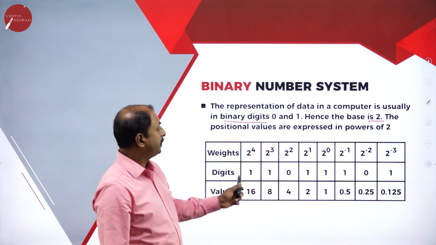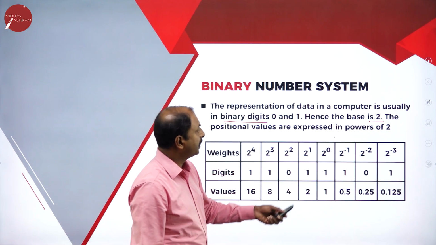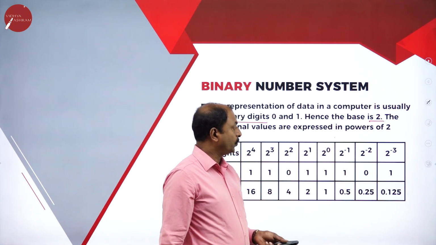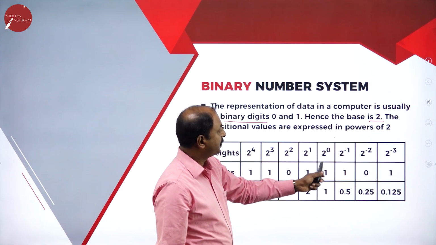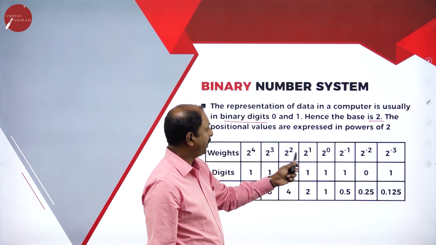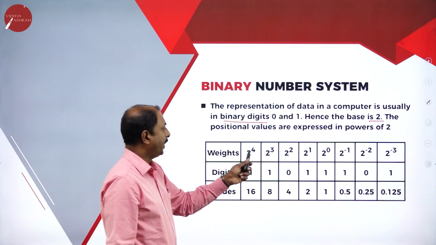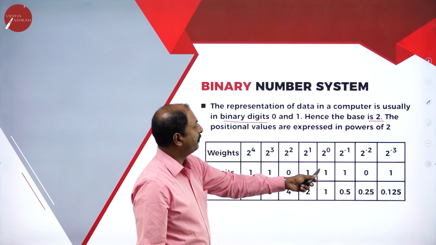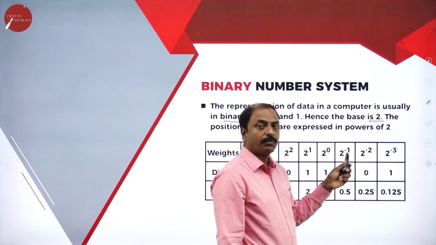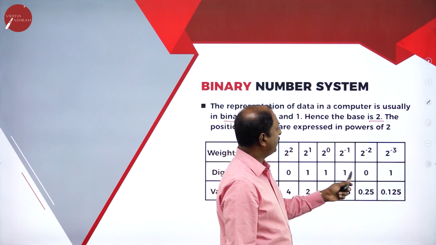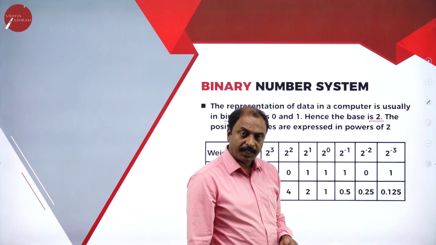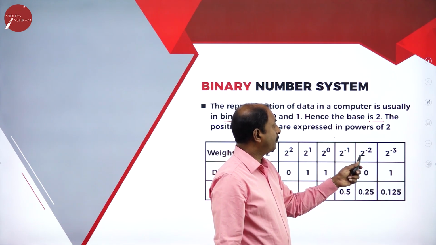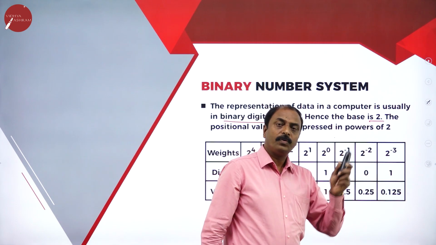Look at the example now, as in the statement, we are expressing in powers of 2. Starting from here, this is 2 to the power of 0, 2 to the power of 1, 2 to the power of 2, 2 to the power of 3 and 2 to the power of 4. So there are 5 digits here. Then after the decimal point, we have 1, 0, 1. There are 3 digits, so that is 2 to the power of minus 1, 2 to the power of minus 2 and 2 to the power of minus 3.